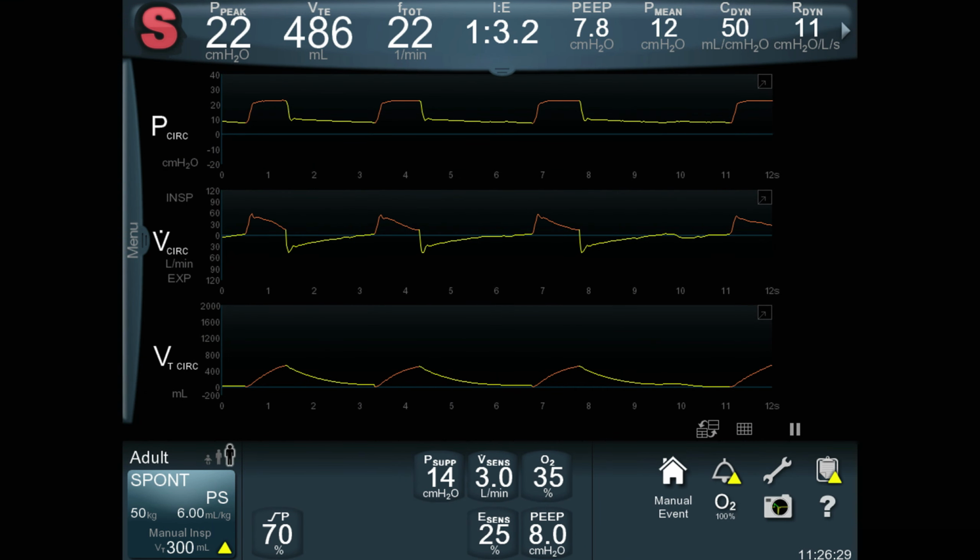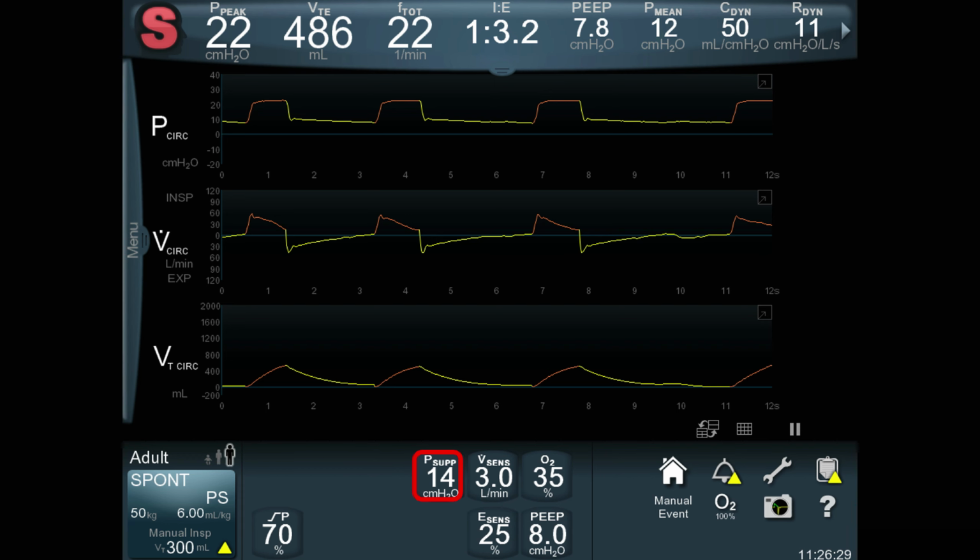This is what pressure support looks like, and we will visit this mode in more detail in a later tutorial. But the driving pressure here, and that's the pressure support level, has been set at 14 centimeters of water, and that is delivering 486 mils tidal volume. You will note that the I/E ratio in pressure support varies from breath to breath, as does the tidal volume.